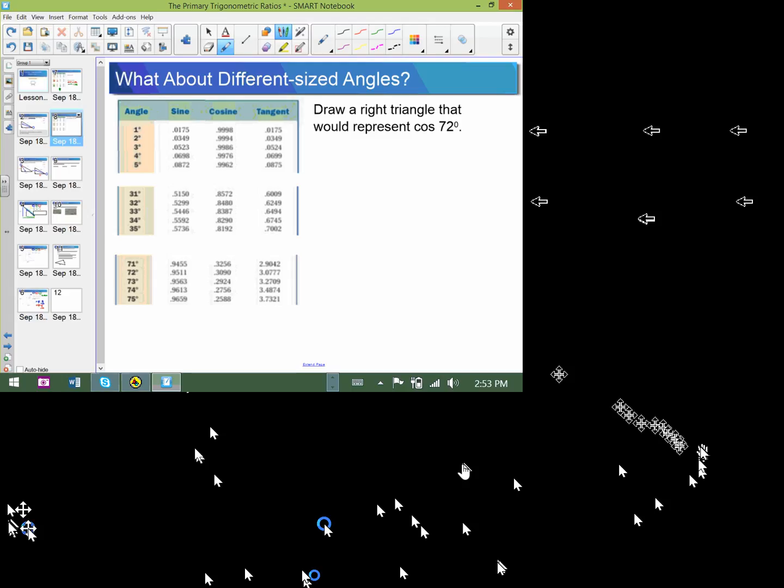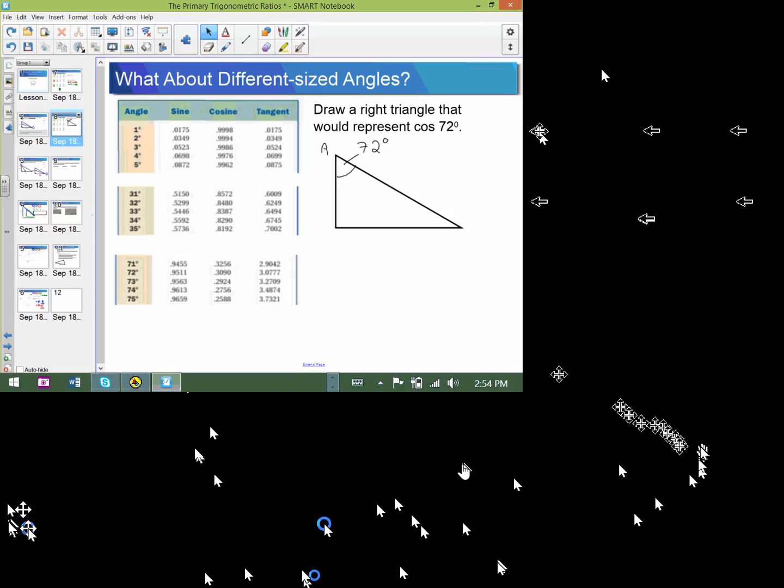So let's grab the right triangle. I'm just going to sketch one here. And there we go. Let's say we want to represent the cosine of 72 degrees. Remember that cosine is the adjacent over the hypotenuse. So I'm going to label a reference angle here. I'll just indicate that A is my reference angle. Roughly, it doesn't look like 72 degrees, but let's say, just for the sake of this example, not drawn to scale, that's 72.